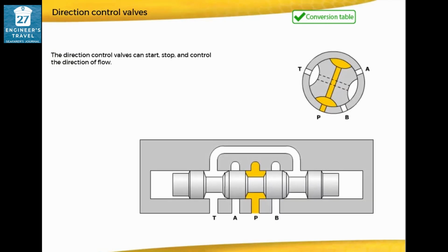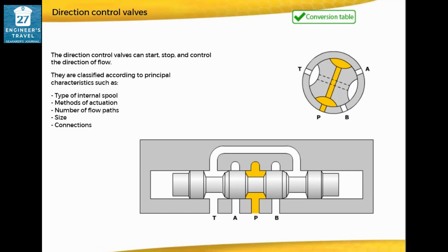This section will provide a short introduction to direction control valves and their construction and operation. The direction control valves can start, stop, and control the direction of flow. They are classified according to principal characteristics such as type of internal spool, methods of actuation, number of flow paths, size, connections.